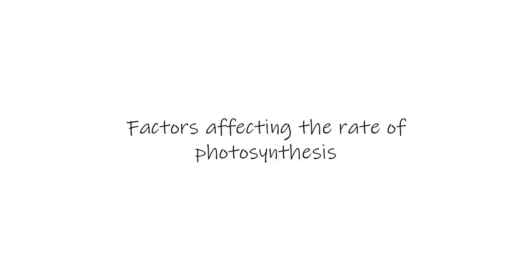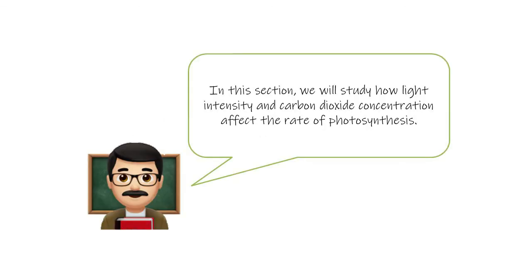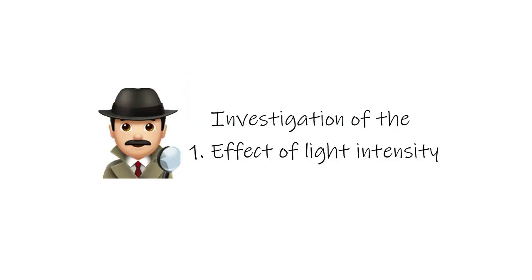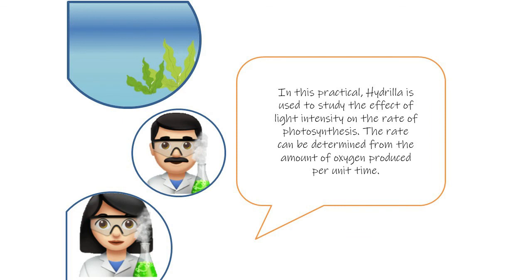Therefore, factors affecting the rate of photosynthesis. Here, we will study how light intensity and carbon dioxide concentration affect the rate of photosynthesis. The effect of light intensity. Hydrilla is used to study the effect of light intensity on the rate of photosynthesis. The rates can be determined from the amount of oxygen produced per unit time.